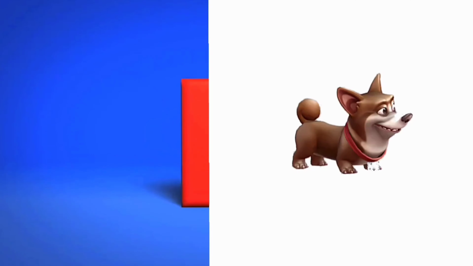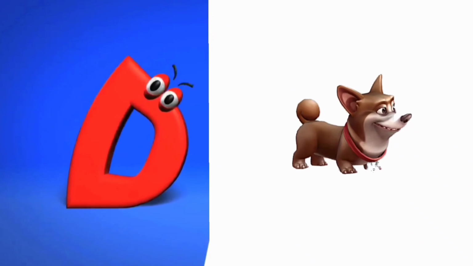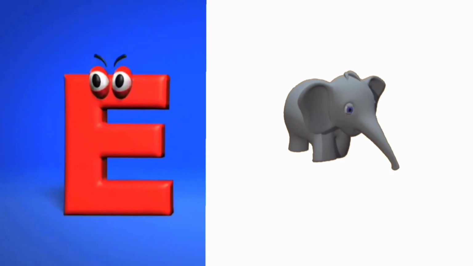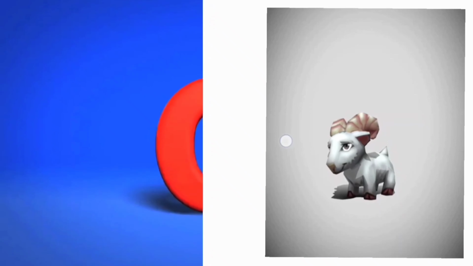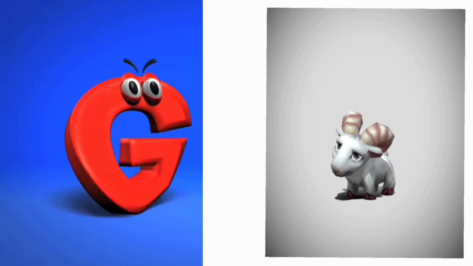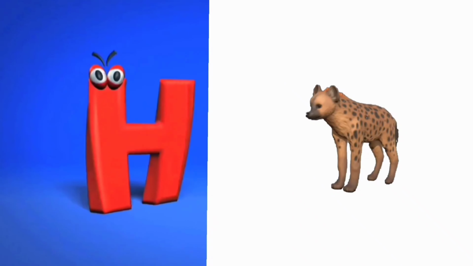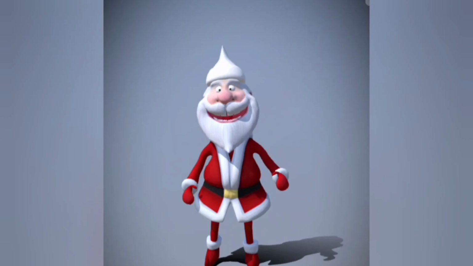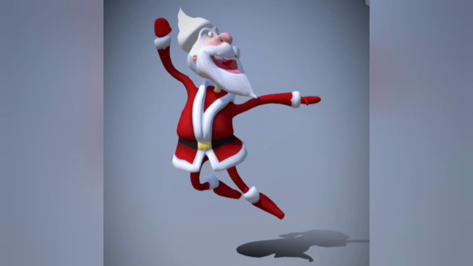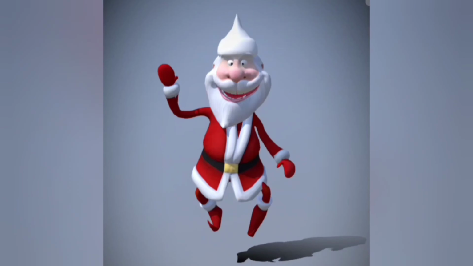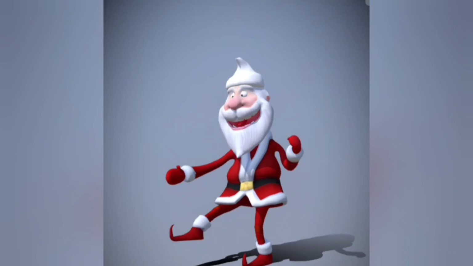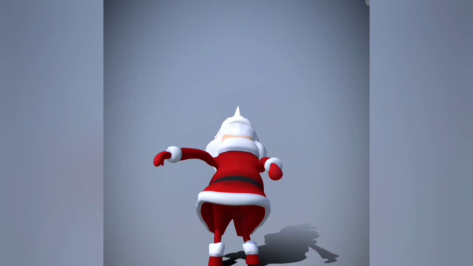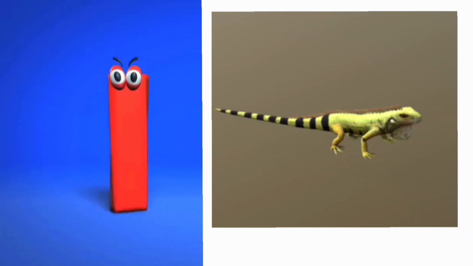D is for dog, dog. E is for elephant, elephant. F is for fish, fish. G is for goat, goat. H is for hyena, hyena. Watch out for the hyena! Run, run, run. Safe.